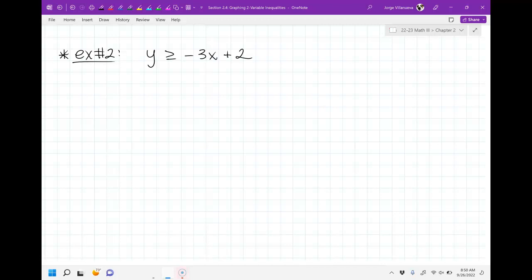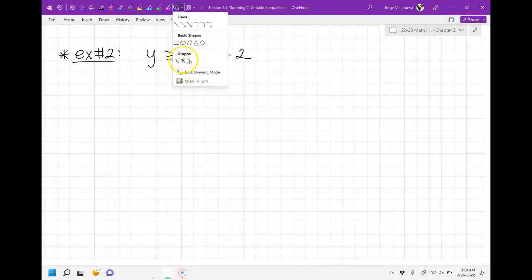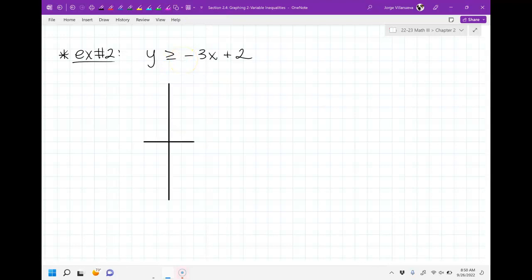Again, I'm going to draw a picture. So let me go ahead and do that. I'm going to draw a graph. One, two, three, 4. So this is a 4 by 4, so 4 to the right, 4 up. Kind of label those. Okay. So first thing you're supposed to do is solve for y. It's already solved for us, so we're good.